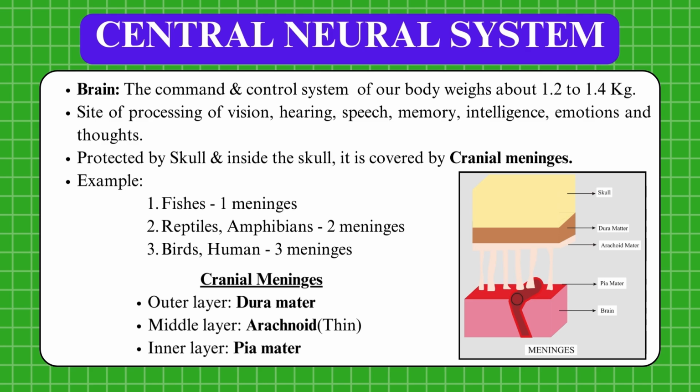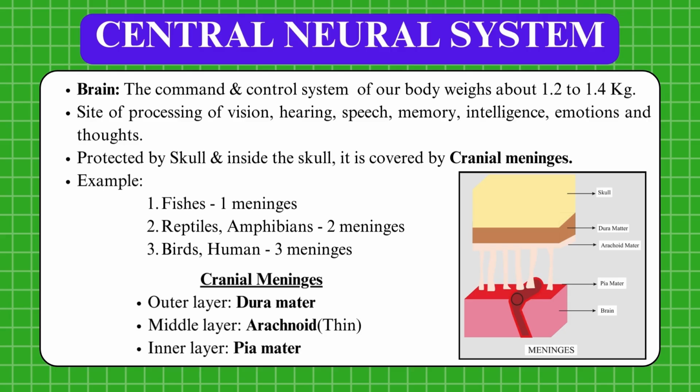For example, fishes have 1 meninx. Reptiles and amphibians have 2 meninges. Birds and humans have 3 meninges. There are 3 layers in the cranial meninges. They are: the outer layer called dura mater, the middle layer called arachnoid, and the thin inner layer called pia mater.